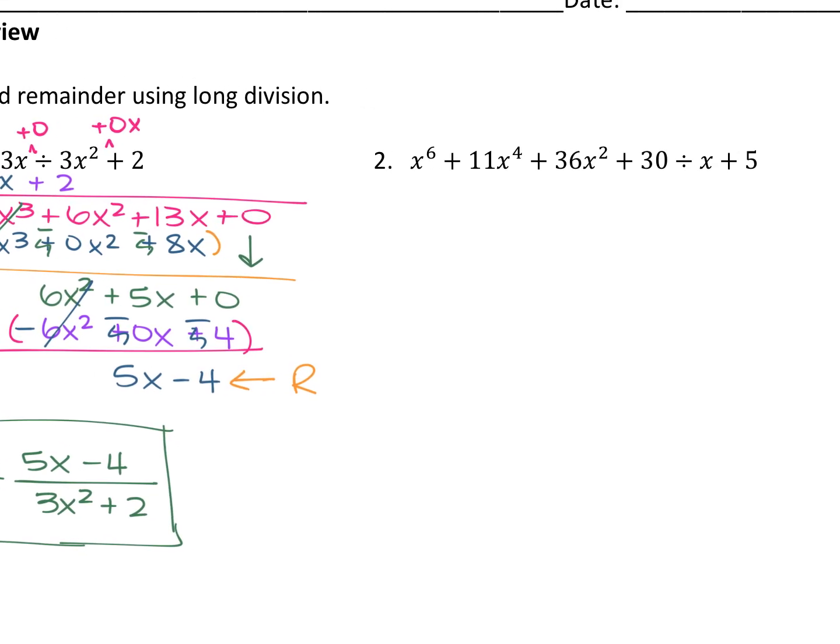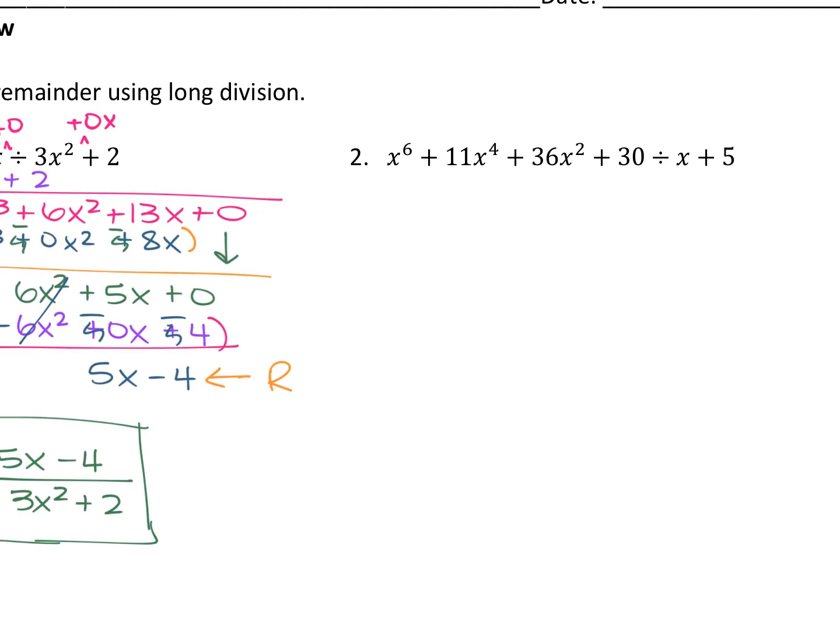For number 2, we're given x to the 6th power plus 11x to the 4th power plus 36x squared plus 30 divided by x plus 5. We're missing the x to the 5th power, so we're going to add in a 0x to the 5th. We're missing the x cubed, so we'll add in a 0x cubed. And we're missing the x, so we'll add in a 0x. Your x plus 5 is fine, so we're going to put that on the outside.